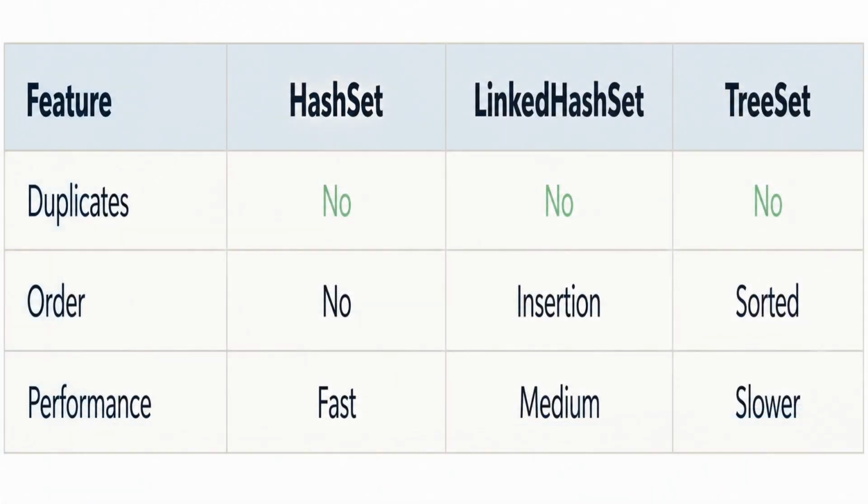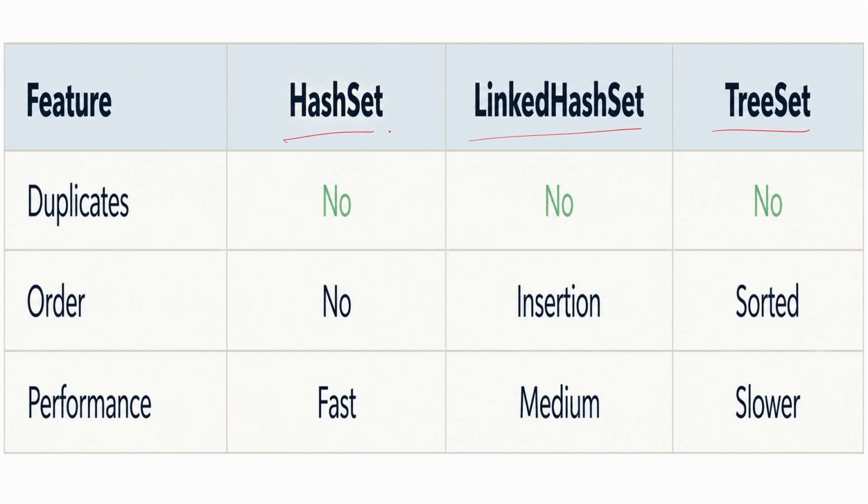Now, here is a quick comparison between the implementation classes, that is HashSet, LinkedHashSet, and TreeSet. So just keep in mind the 2 pointers I told you, ordering and sorting. Ordering means the insertion order, the order in which elements are getting inserted.